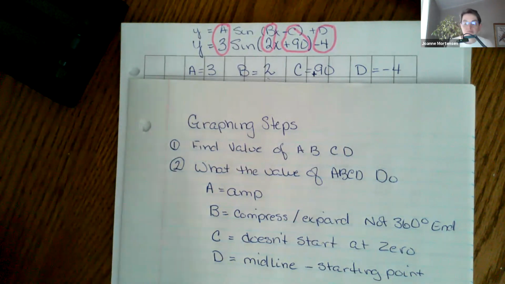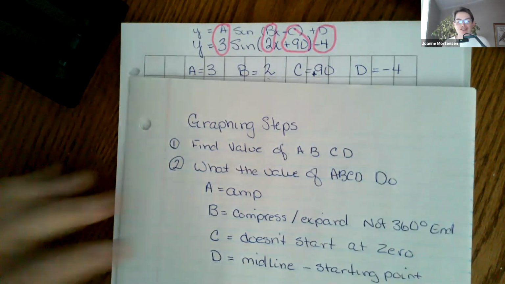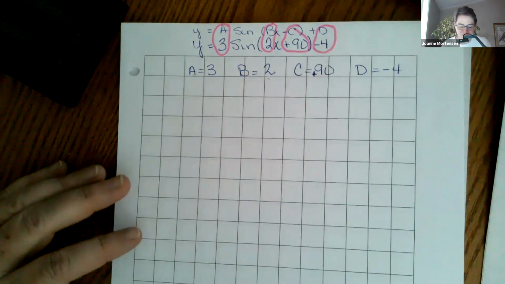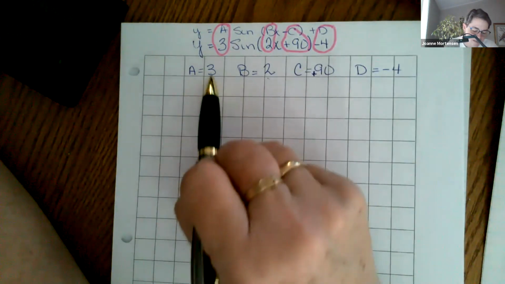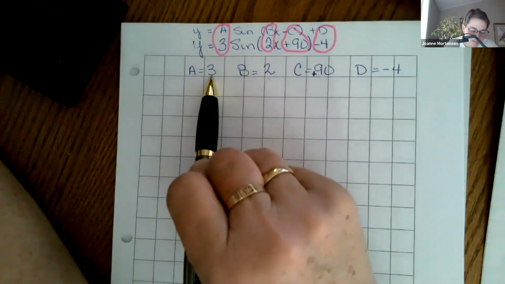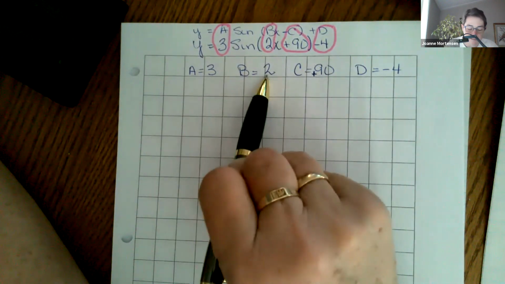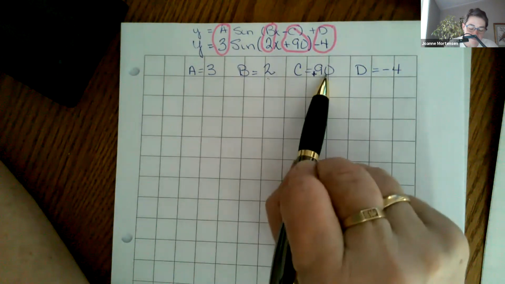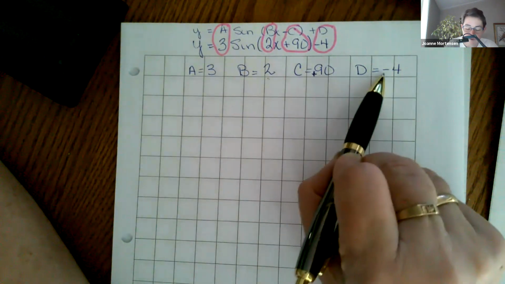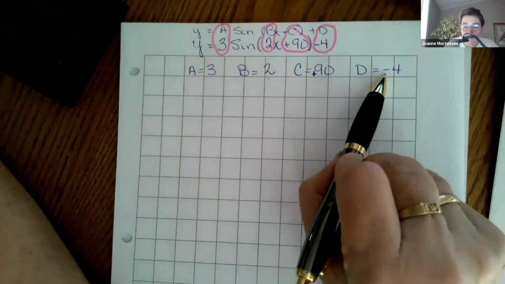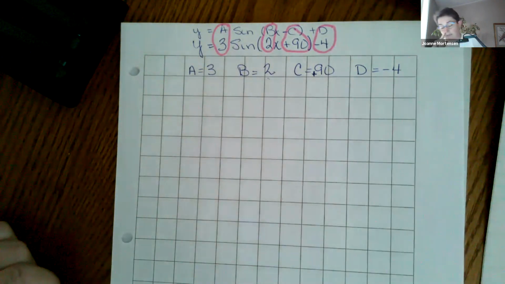This may not be the version you get in class. I don't know. All right. So as I said, here we go. It's going to be taller than I expect. It's going to be squishy. It's going to end before 360. It's not starting at 0 anymore. And my middle is going to be at -4. And that is my starting point.